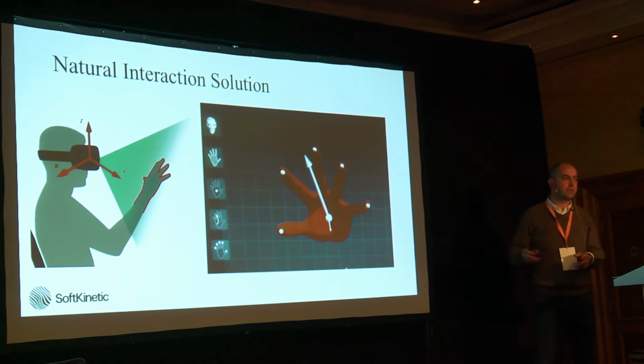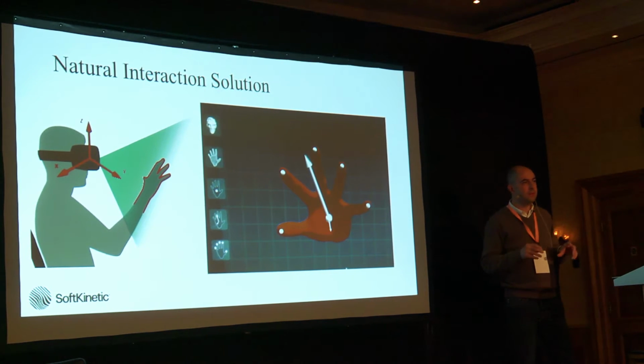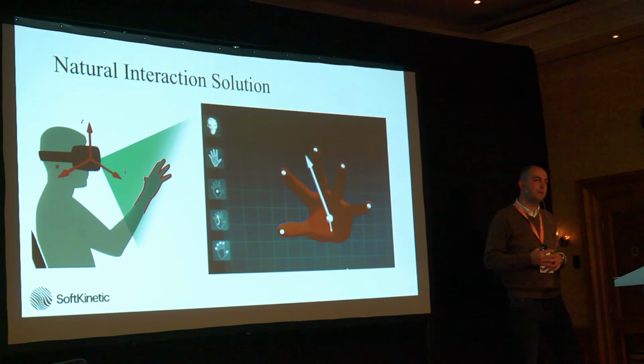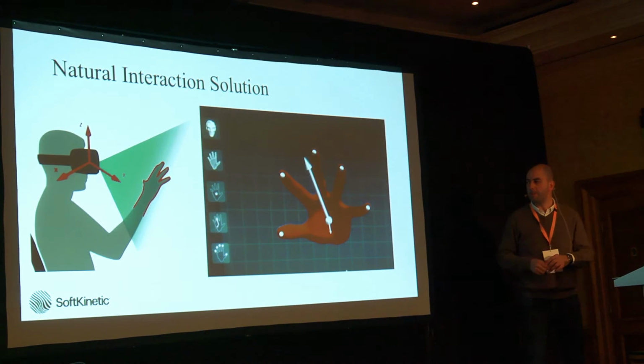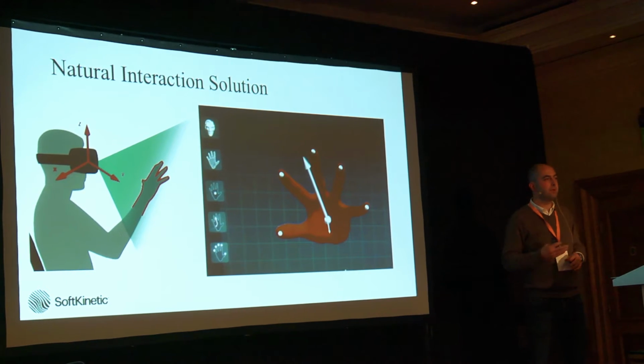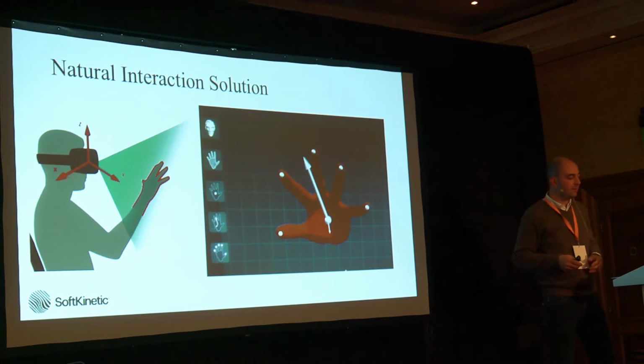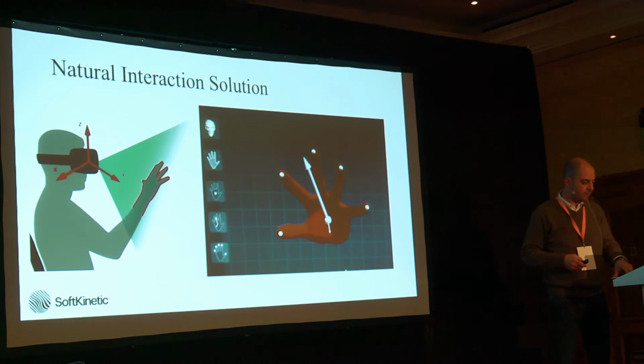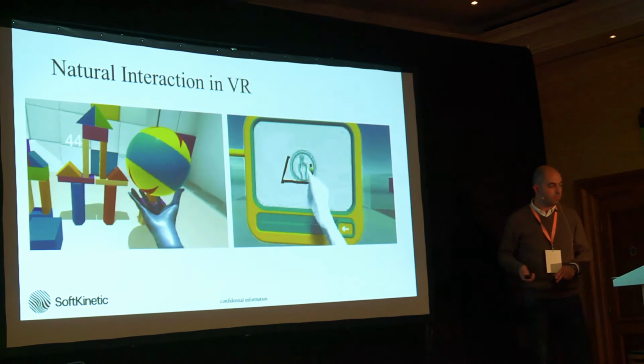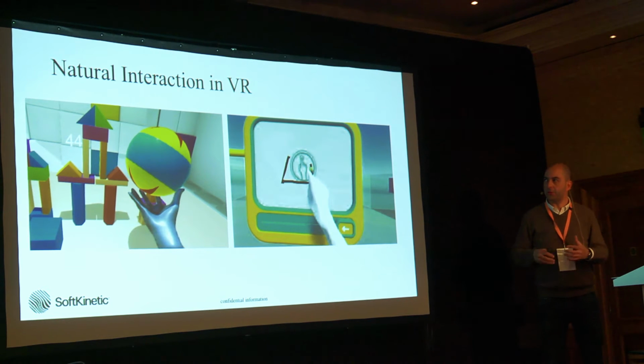The software is also tracking some key points on the hands, so fingertips, palm orientation, joints, etc. It's also recognizing a bunch of specific gestures, like a grab, like 1, 2, 3, 4, 5, and also a circle or swipes, or anything that can be handy for interaction. So this is really what we call natural interaction in VR.